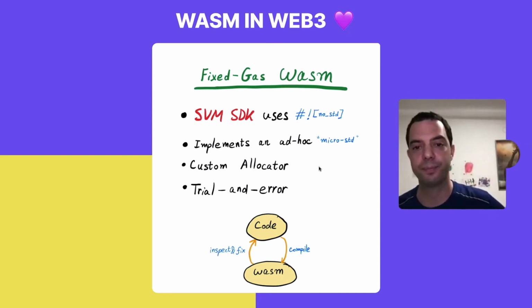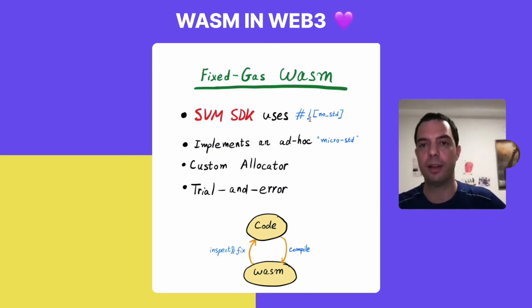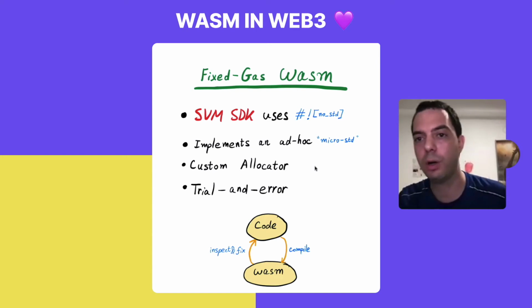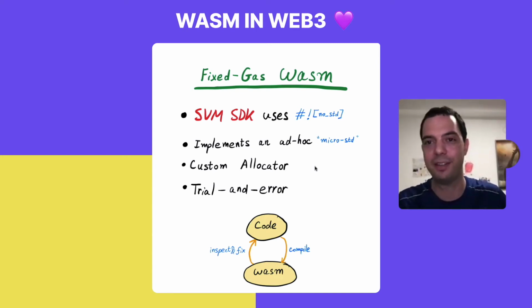And once we have got this free, it means we have full control over the allocations. We have full control over the STD because we are not using the STD. We are using our own crafted micro STD. What we are left with is doing iterations. We need to do a trial and error process.